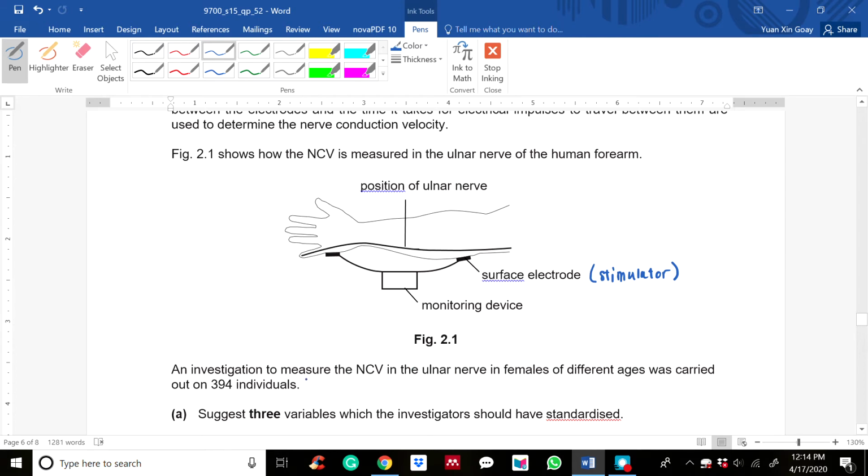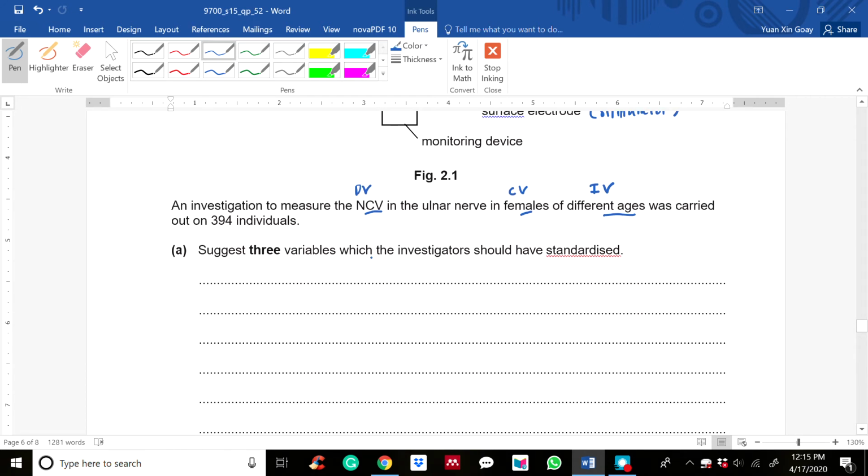An investigation to measure NCV in the ulnar nerve in females of different ages was carried out on 394 individuals. So in this experiment, the dependent variable is the nerve conduction velocity. They only look into females, so this is a constant variable. They look into females of different ages. This is the independent variable. So in this case, they want to look into the effect of age on NCV. They have 394 individuals, meaning the sample size is very big, so the data is reliable.